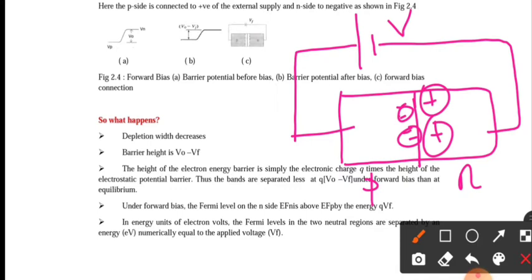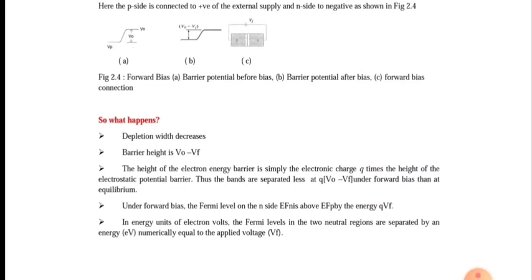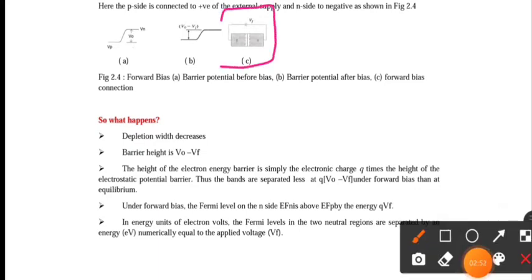So what will happen? Obviously the potential at the P side is given here Vp, and the potential at N side is given by Vn. So see here, the figure C shows the forward biasing condition. P side is connected to positive and N side is connected to negative. So the P side is having positive value and N side is having negative, means what will happen at the depletion region? What will be the condition of the depletion region?